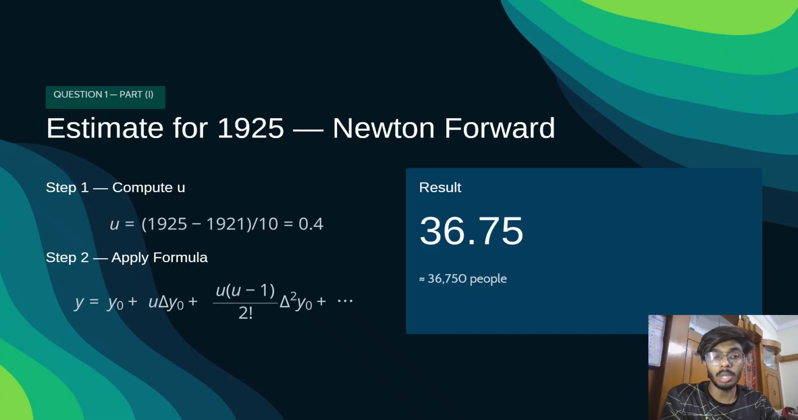Now we apply the formula y equals y0 plus u del y0 plus u into u minus 1 upon 2 factorial del square y0, and so on. With the help of the forward difference table, we obtain the answer: the estimated population in 1925 is 36.75, which is approximately 36,750 people. The thing to be noted is that this answer is in the range between 1921 and 1931.